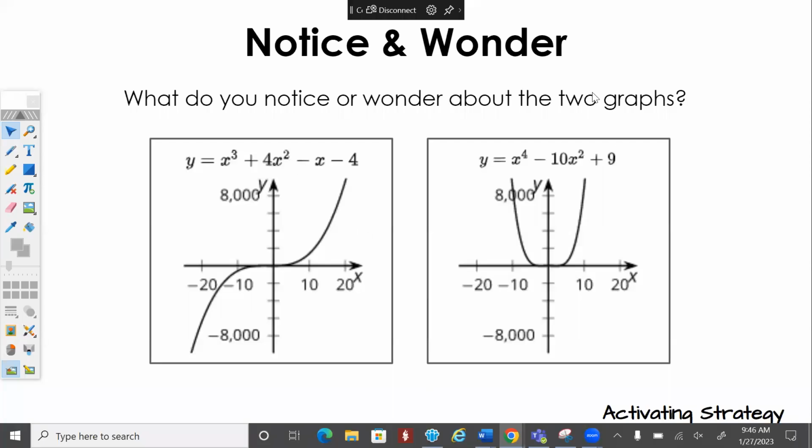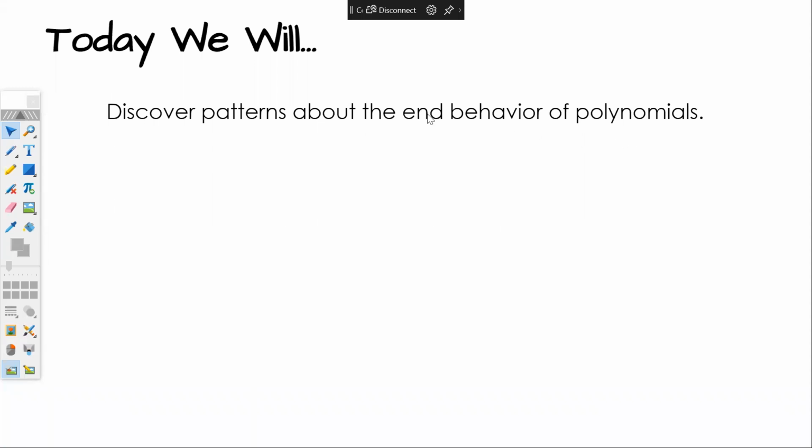So what do you notice or wonder about these two graphs? When do they end? Why don't they have arrows at the end, maybe? What's the difference between these two? One looks like a parabola, but it looks like a W, right? And then this guy, what kind of function? Cubic function, right? Okay, cool. All right, again, you're calling this end behavior.